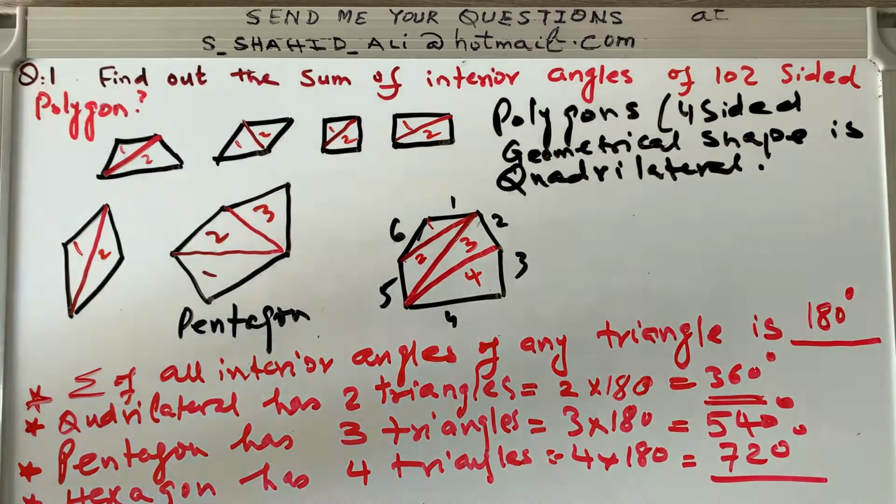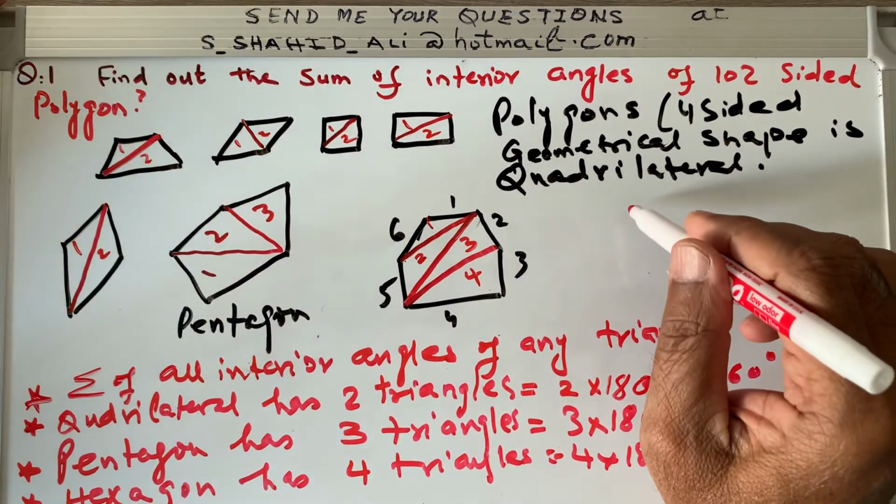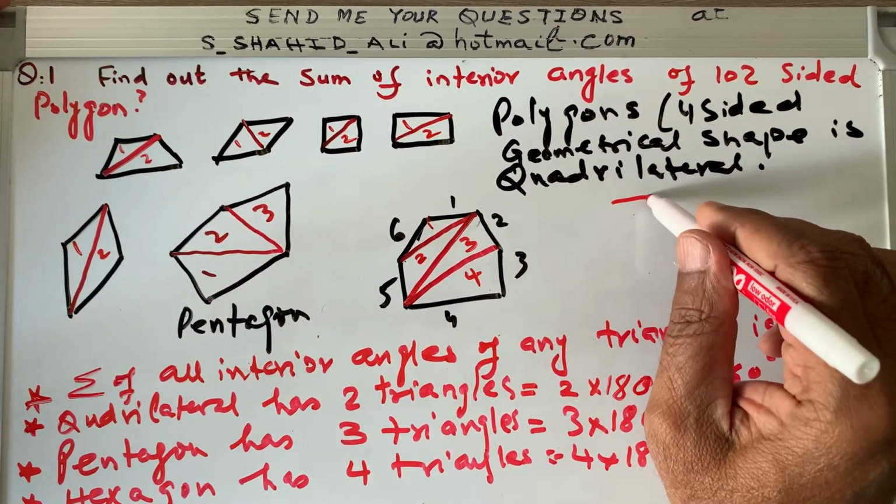So we are now generalizing this. The 4-sided figure has 2 triangles, a pentagon has 3 triangles, a 6-sided polygon has 4 triangles, a 7-sided figure has 5, and then an 8-sided figure will have 6. So we can see how many triangles we can make. Can you tell me, from a 10-sided figure, how many triangles you can make?